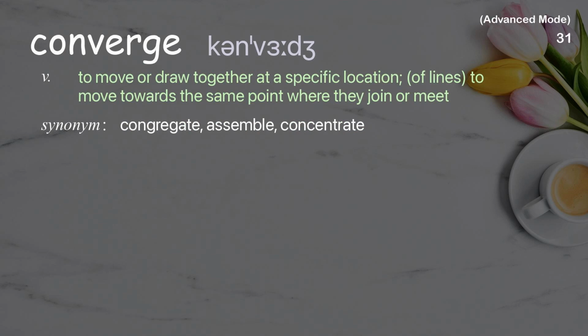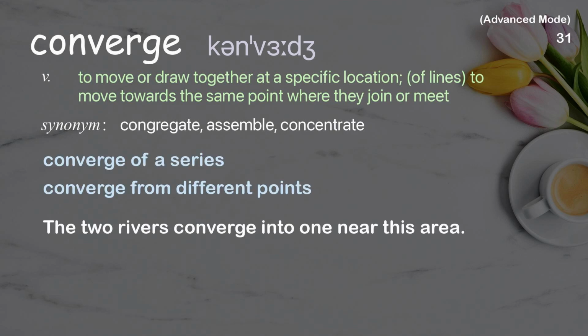Converge: to move or draw together at a specific location, of lines, to move towards the same point where they join or meet. Examples: converge of a series, converge from different points. The two rivers converge into one near this area.